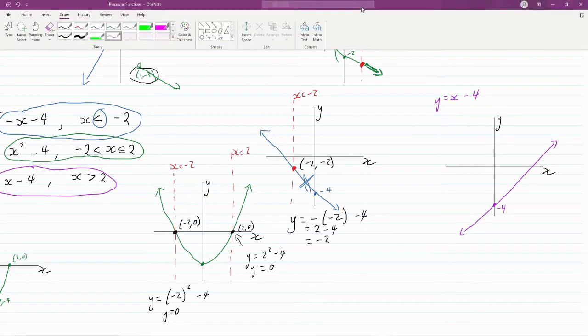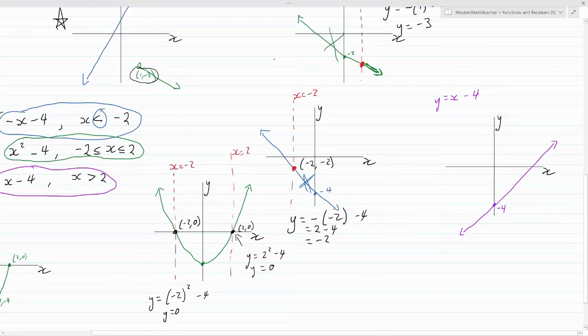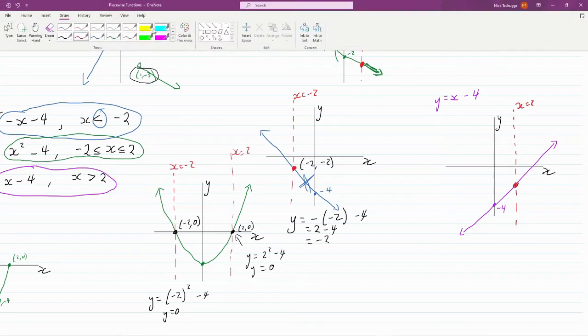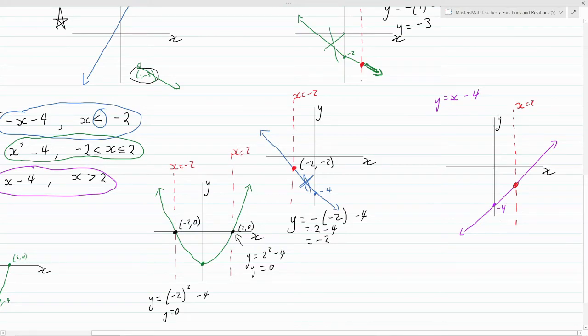Now the region I'm interested in is my x greater than 2. So I'll draw my wall at x equals 2. And I've got to find my red point. To find my red point, I shove it in. Y equals 2 take 4. Y equals -2. So this point here is at 2, -2.